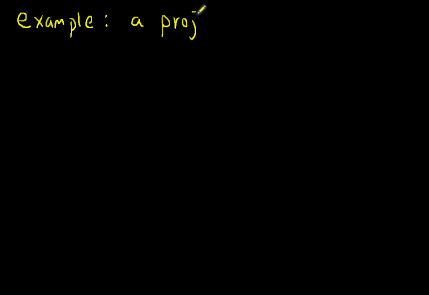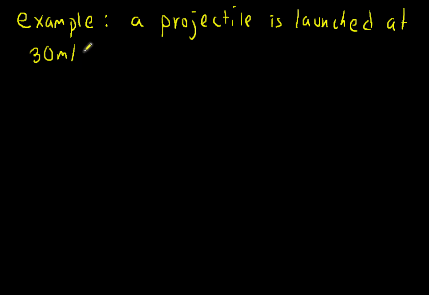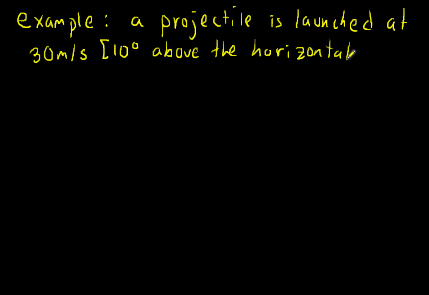A projectile is launched at 30 meters per second, 10 degrees above the horizontal, from the ground. How high does it go?